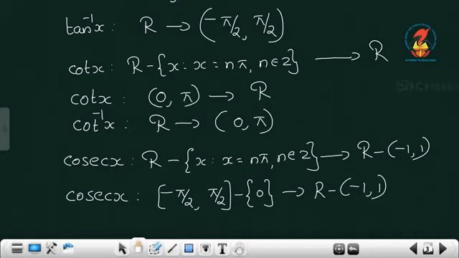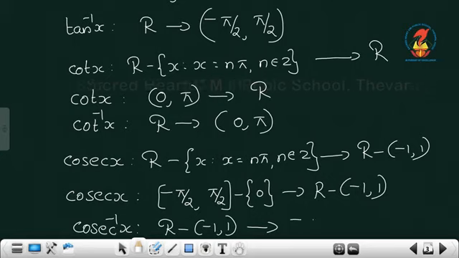So this function is 1-1 and onto, hence we can define an inverse, cosec inverse, from R minus the open interval minus 1, 1 to minus pi by 2, pi by 2, that is the closed interval, minus the point 0.